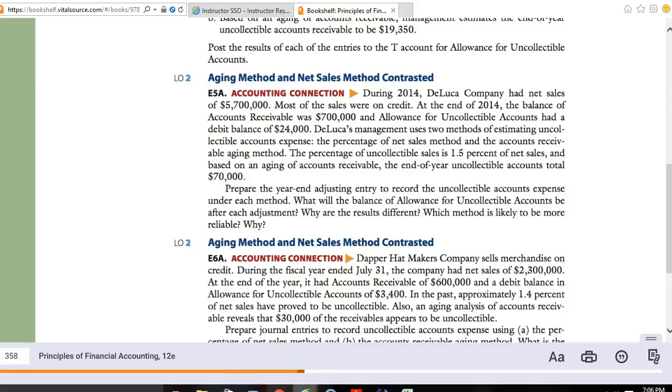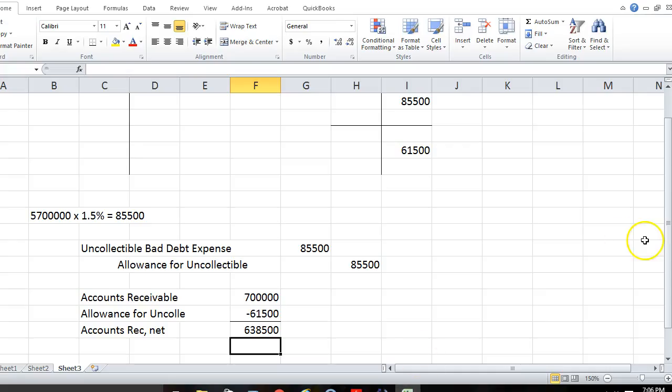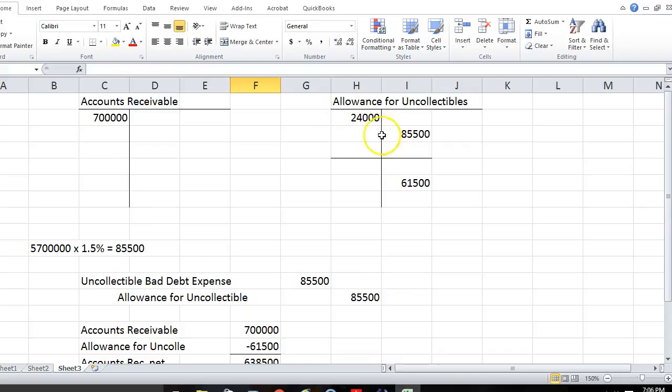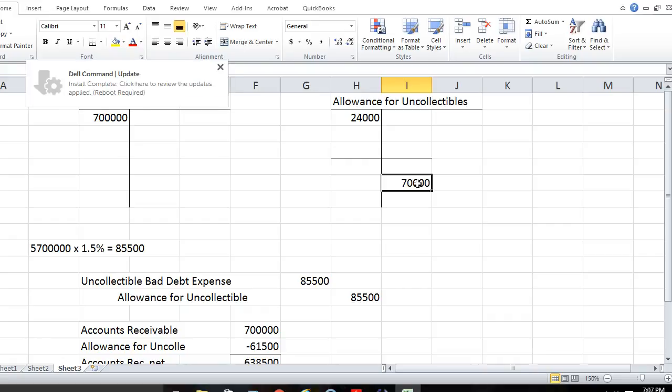That tells me I have to go in here, and if I know this debit balance is at 24, what does my end balance need to be? What did it tell me? 70,000. So under the aging method, it gives us this number. We have to plug in the difference, don't we? Right?